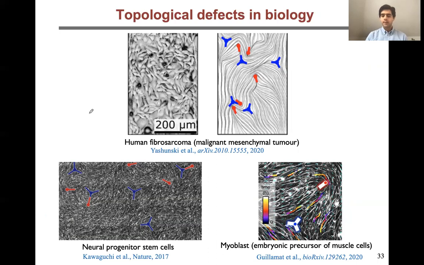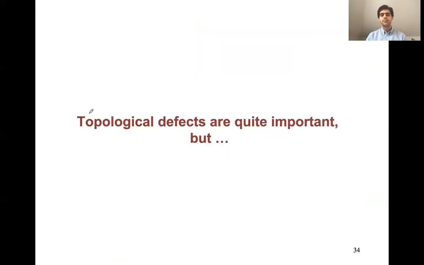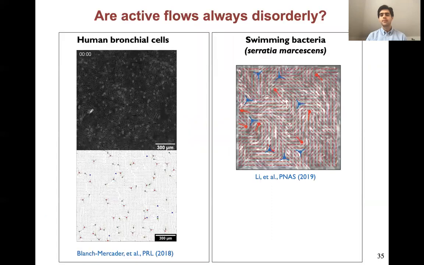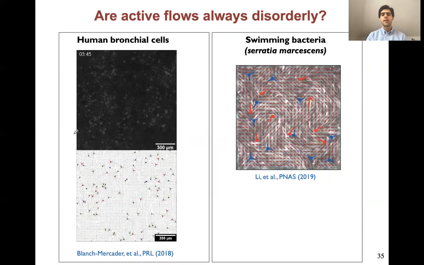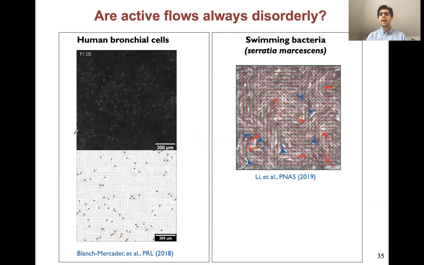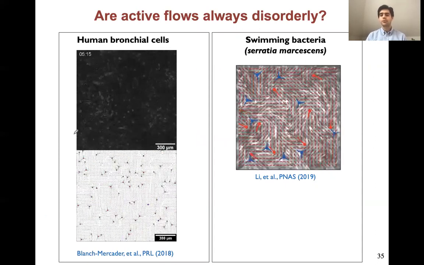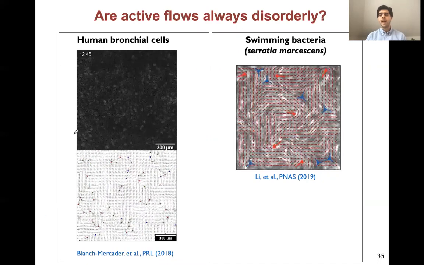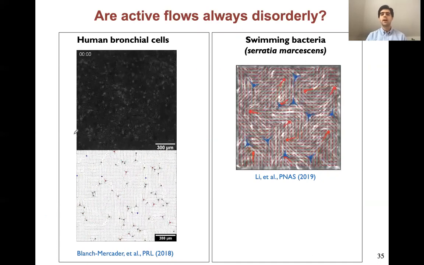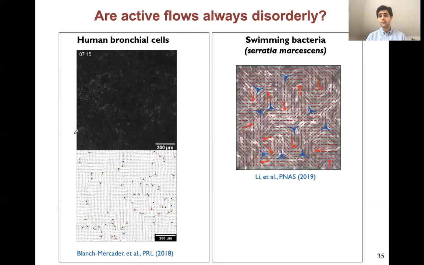Now, these defects are important, but one problem is that when you look at these, for example, human bronchial cells and their dynamics of topological defects, or swimming bacteria, the defects have these sort of chaotic dynamics. This is what you probably have already been introduced to in the previous lectures as active turbulence, which is accompanied by the chaotic motion of defects.